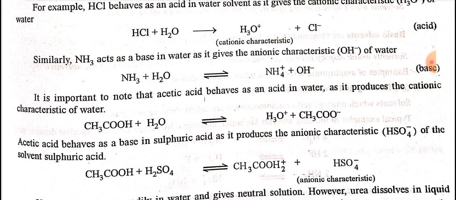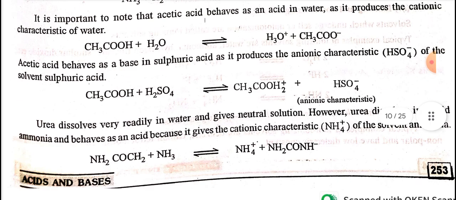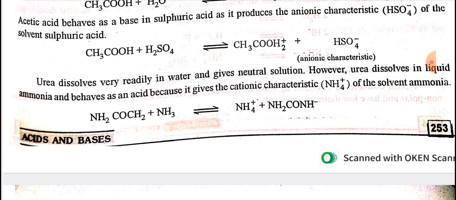For example, HCl behaves as an acid in water solvent as it gives the cationic characteristic of water, say the hydronium ion. Similarly, ammonia acts as a base in water as it gives the anionic characteristic of water. It is important to note that acetic acid behaves as an acid in water as it produces the cationic characteristic of water. Acetic acid behaves as a base in sulfuric acid as it produces the anionic characteristic of the solvent sulfuric acid. Now, urea dissolves very readily in water and gives a neutral solution. However, urea dissolves in liquid ammonia and behaves as an acid because it gives the cationic characteristic of the solvent ammonia.